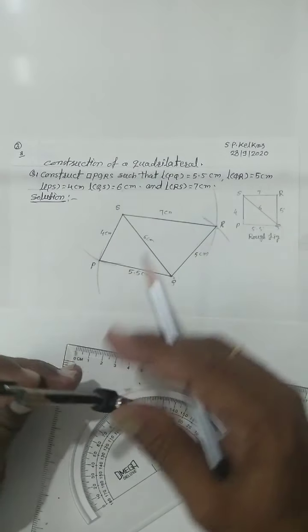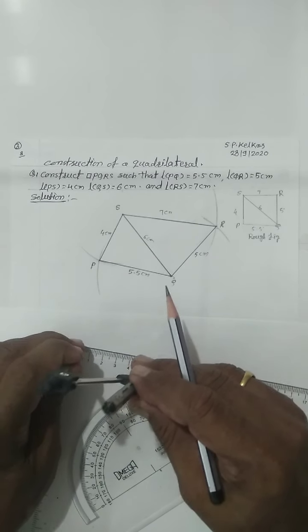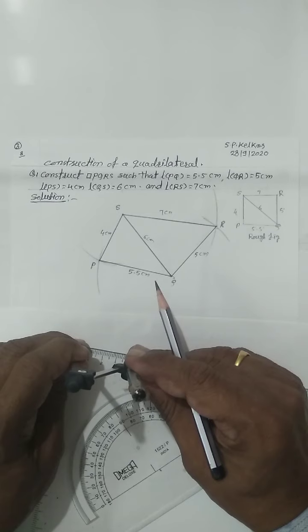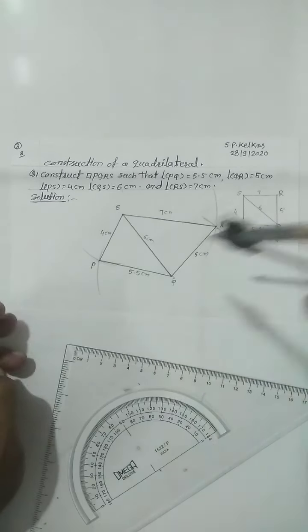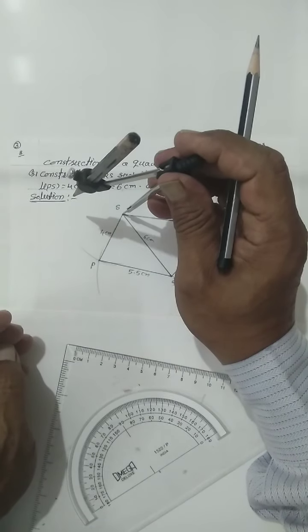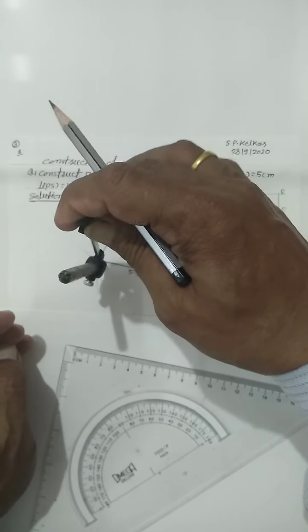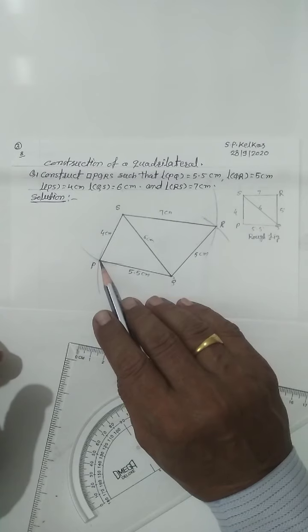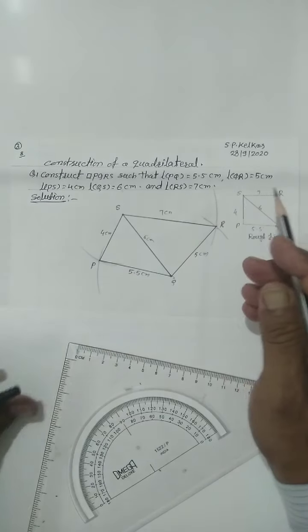Then take a distance 4 centimeter, that is the distance PS, and draw the arc from this S. These two arcs intersect in one point, that point is P.